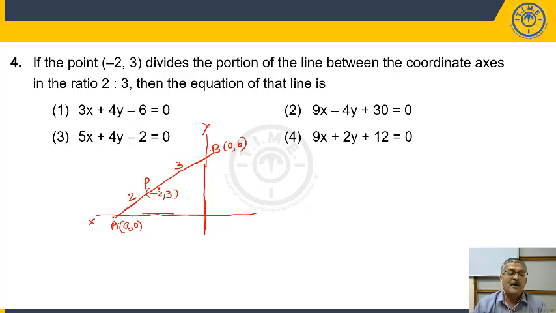So the slope of a right inclined line is always positive. From the options we check: what is the first option's slope? It is minus 3/4. What is the third option's slope? It is minus 5/4. What is the fourth option's slope? Minus 9/2. So all these three slopes are negative.